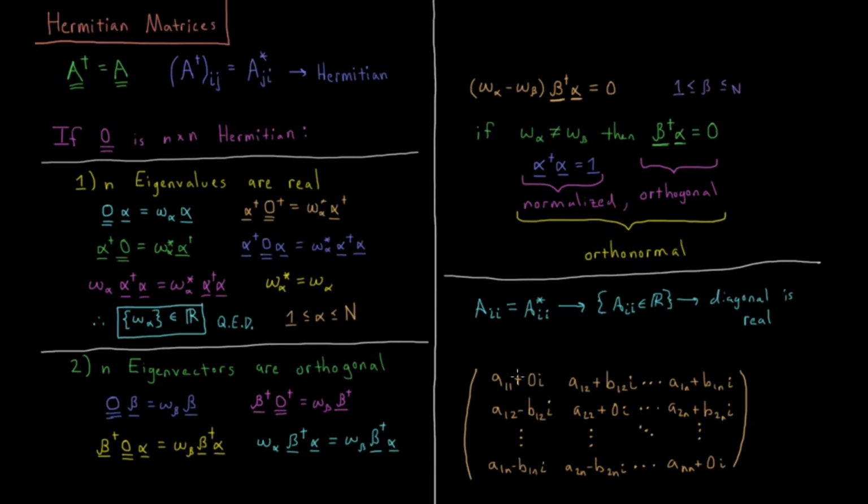And that's no coincidence, because the sum of the diagonal is the trace. The trace is equal to the sum of the diagonal. It's also equal to the sum of the eigenvalues. So if the eigenvalues have to be real, then all of the values along the diagonal have to be real as well.